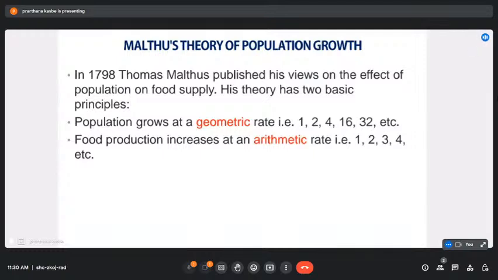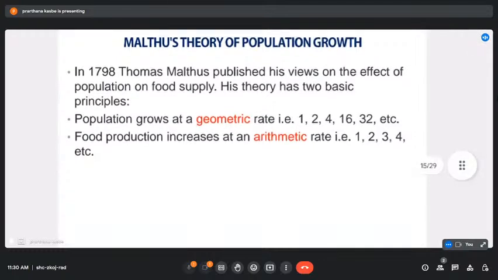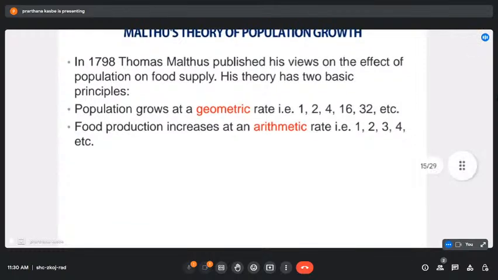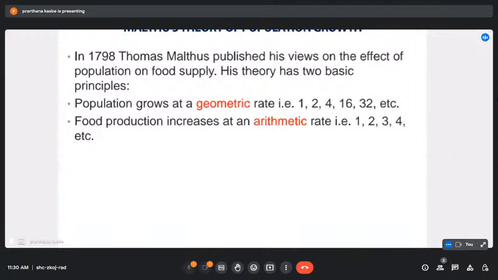So we will discuss the Malthus theory of population. Firstly, we have to know who Malthus is and what the particular history of Malthus is. Malthus was born on 13 February 1766 and died on 23 December 1834. His contribution in environmental economics and demography is the Malthusian growth model.